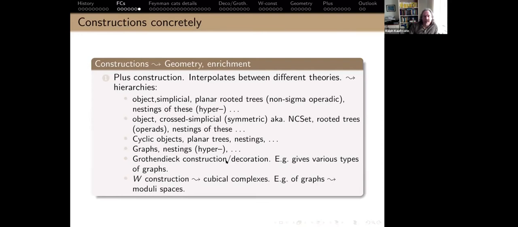The Grothendieck construction gives you this decoration. So you get these various types of graphs, with genus decoration and so on. And then the W construction is very nice. It gives you cubical complexes. And this is what ultimately leads then to moduli spaces. So you can take something combinatorial, make it topological, and then you're good. All right, any questions so far?